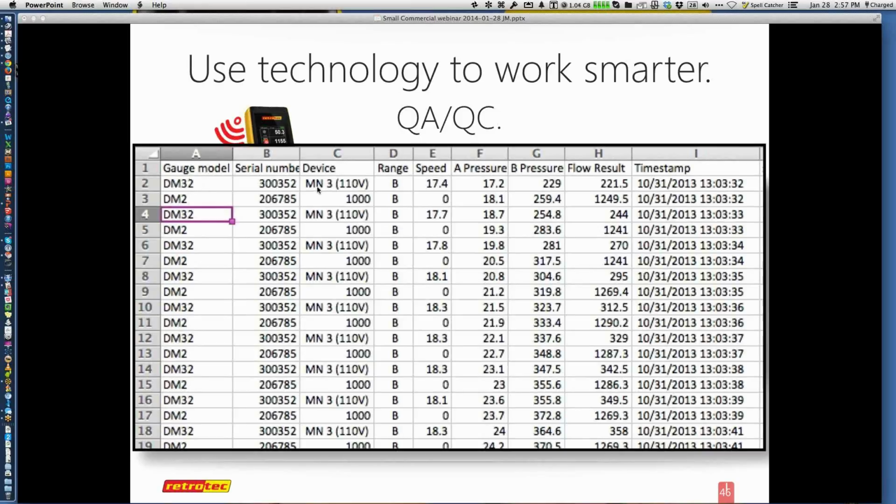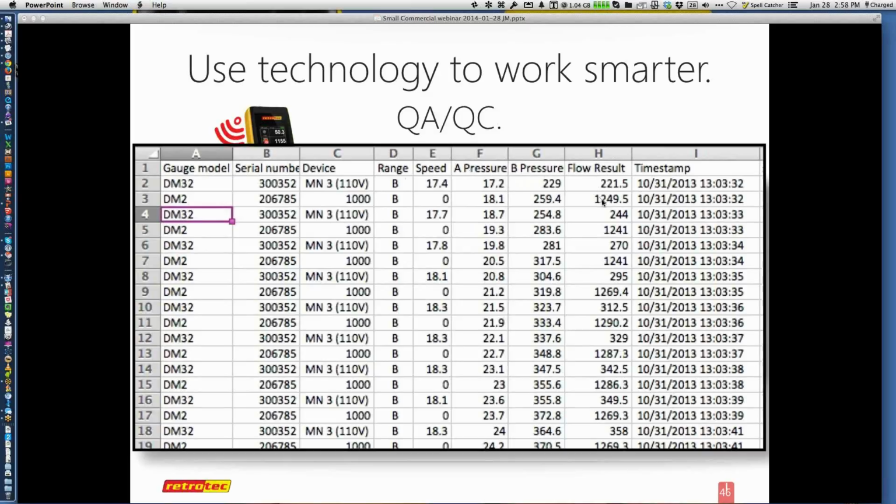For the DM32, I had it set up with a Minneapolis blower door, a Model 3, and the DM2 was running a Retrotech 1000 blower door. So I had 2 blower doors running. They both run the B range, and it also gives me the pressure on channel A and B as I was reading those.